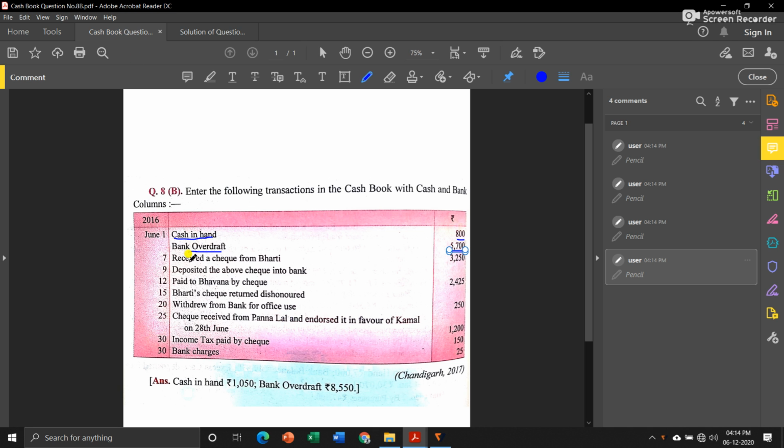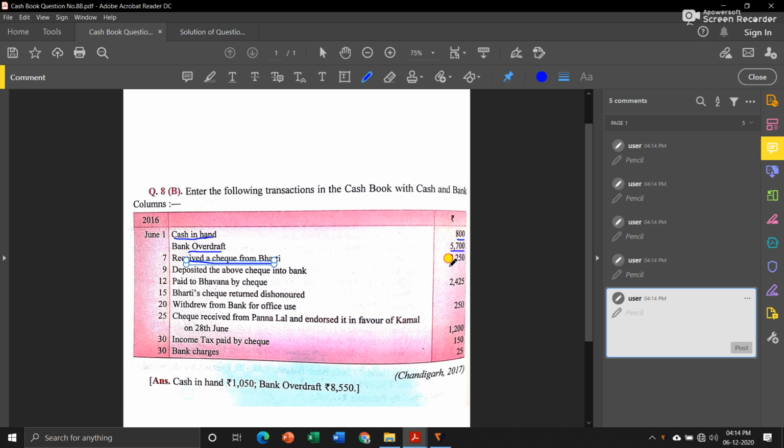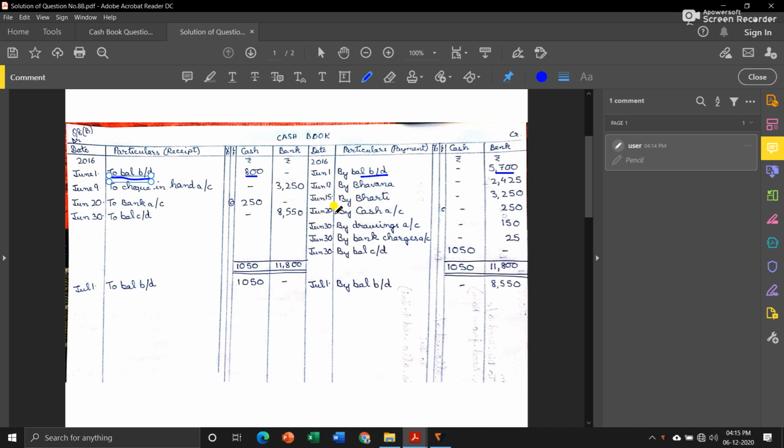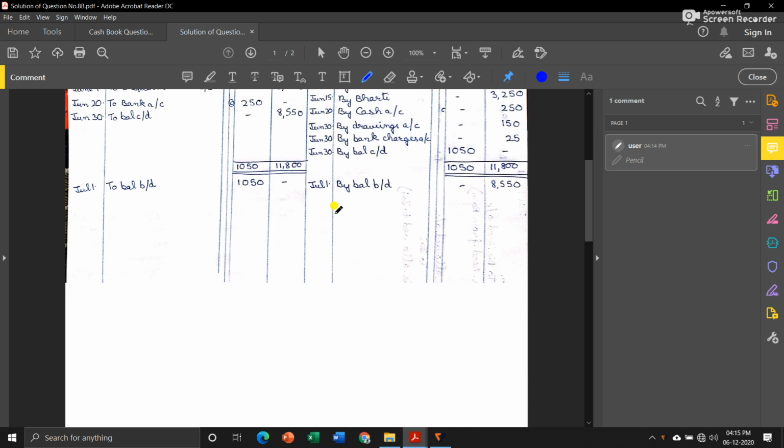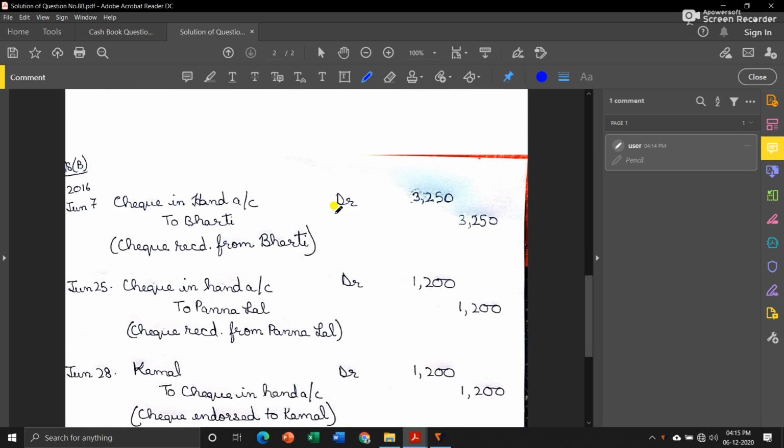Then next, on June 7, we received a check from Bharti rupees 3250. Now when you check the question properly, on date 7 they said that the check that we received on date 7 we deposited it on date 9. So for date 7 what we have to do is that we will not record in cash book but we will record it in our journal. So we wrote check in hand account debit to Bharti rupees 3250.